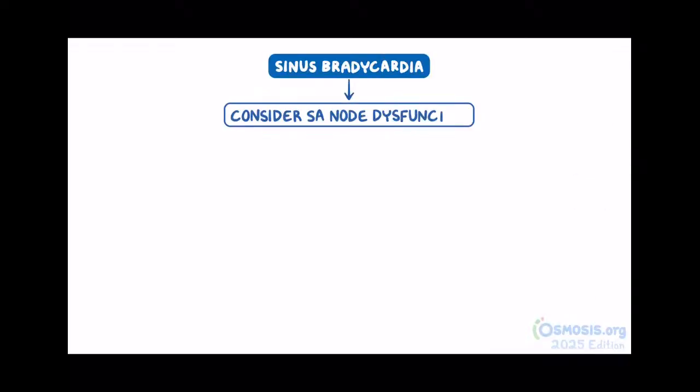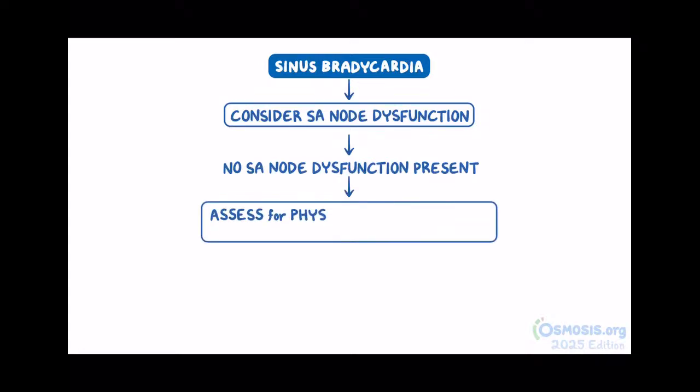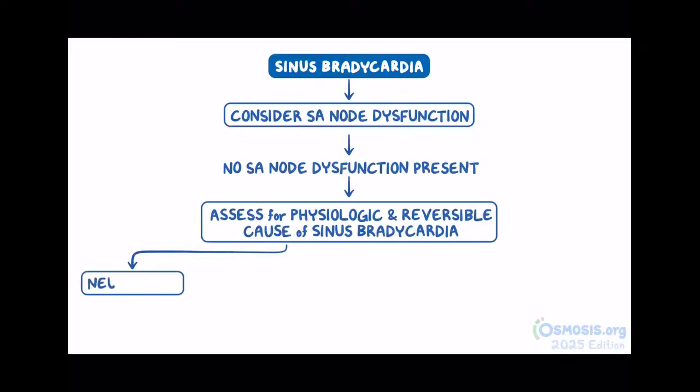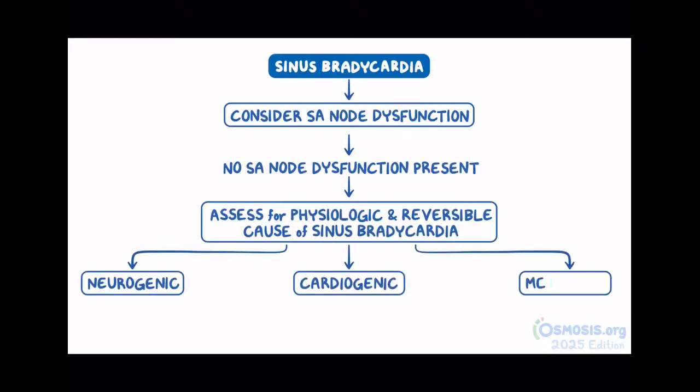Now, if you're considering SA dysfunction and find that no SA node dysfunction is present, then your next step is to assess for physiologic and reversible causes of sinus bradycardia. These causes can be broadly categorized as neurogenic, cardiogenic, or metabolic.